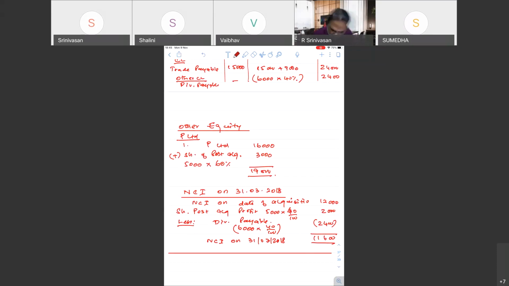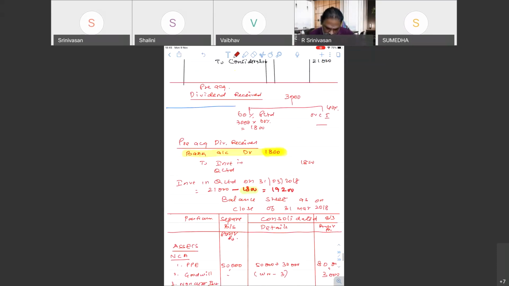Now you totally will be getting a small correction here. It is not bank account debit; here we have to take it as dividend receivable.